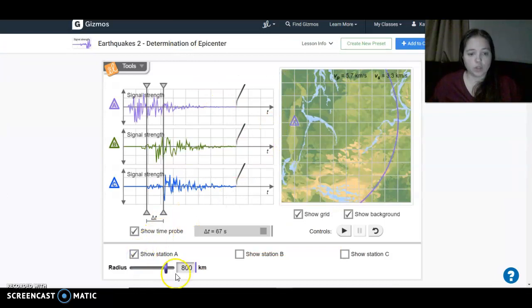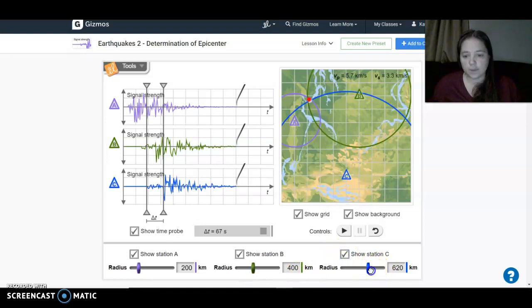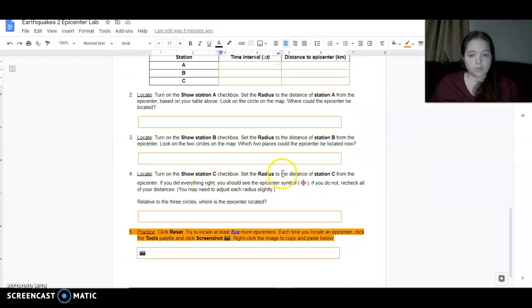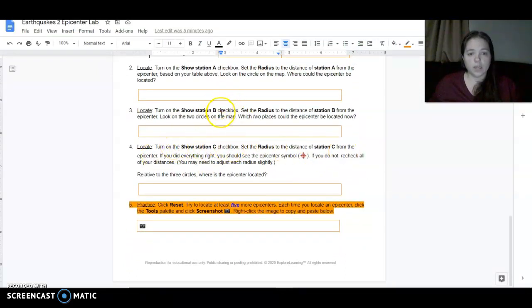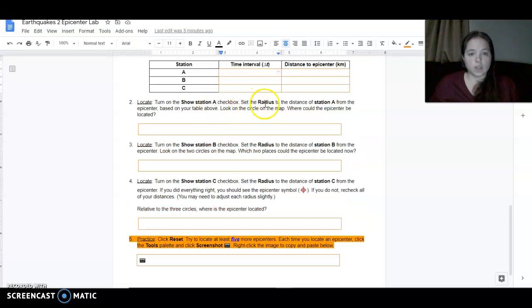So the first one, it says show station A. So my station A, I measured to be at 200. And my station B was 400. And my station C was 600. All right. So that was my answer. That's what I got. And then it says right here, because I did, hold on, I set the radius to the distance.